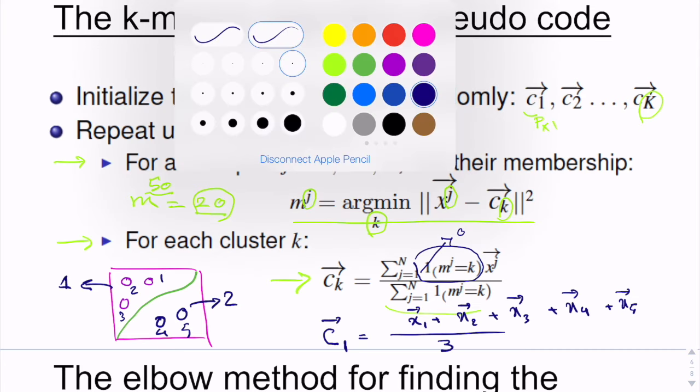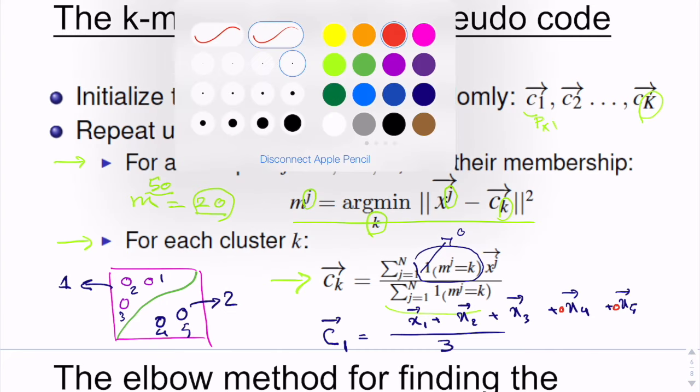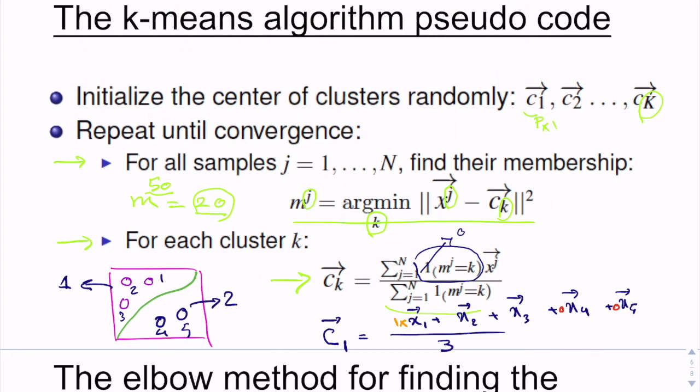But we know that in here, samples 4 and 5 belong to other clusters, so therefore these are multiplied by 0, and the others are multiplied by 1. 1 times this, 1 times this, and 1 times this. This is basically what this sum means. And then we sum up these 3 vectors, so C1 is equal to x1 plus x2 plus x3 divided by the number of samples in this cluster. This is how we compute the centers.